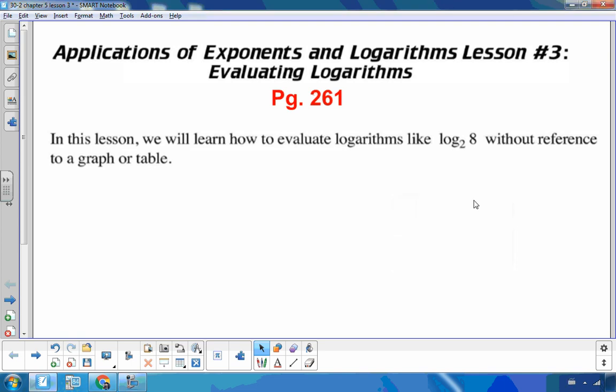Hello, Mr. Gatos here. In this lesson, Chapter 5, Lesson 3, we are going to look at how to evaluate logarithms.